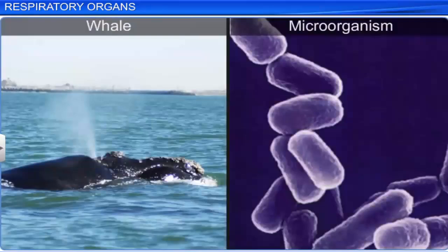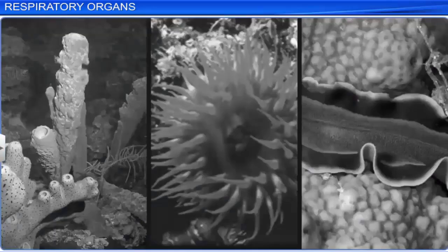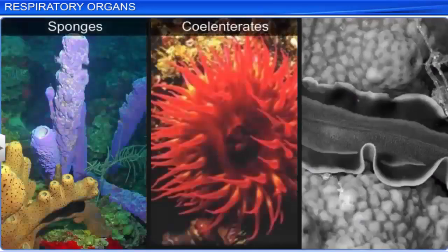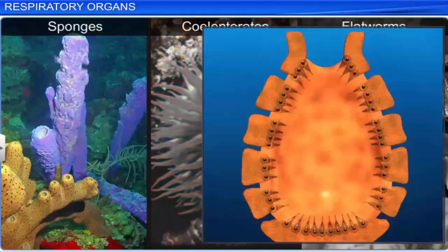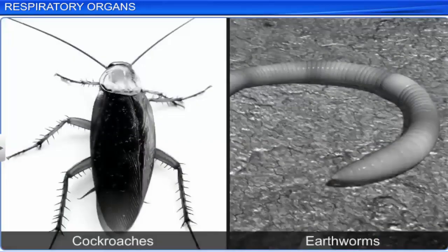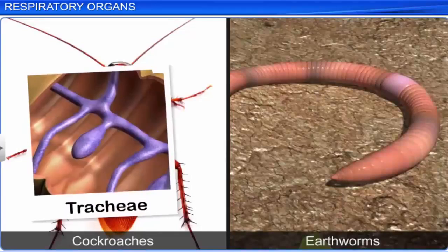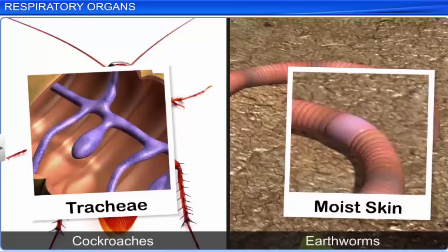However, the mechanism of breathing varies depending on the habitat and level of organization of an animal. Lower invertebrates such as sponges, coelenterates and flatworms exchange gases by simple diffusion through their body surface. In insects such as cockroaches and earthworms, tubular extensions of the body wall, called tracheae, and moist skin help transport atmospheric air throughout the body.